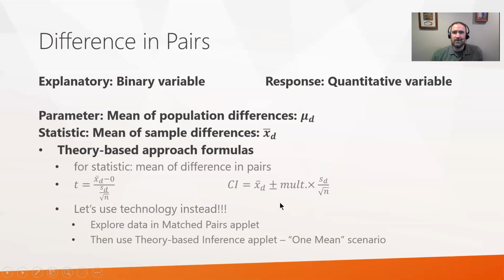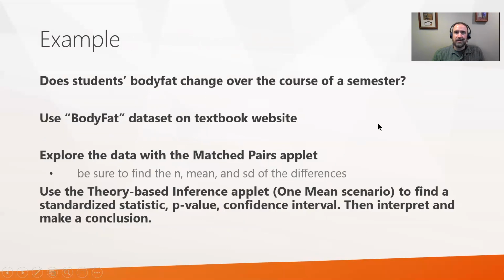And we're actually going to use two applets to do this kind of work. We're going to explore our data in the matched pairs applet and get some of the statistics that we need to put into the theory-based inference applet. And we're going to go with the one mean scenario there. The single variable of differences is what we're going to be paying attention to. Let's try it out with an example.